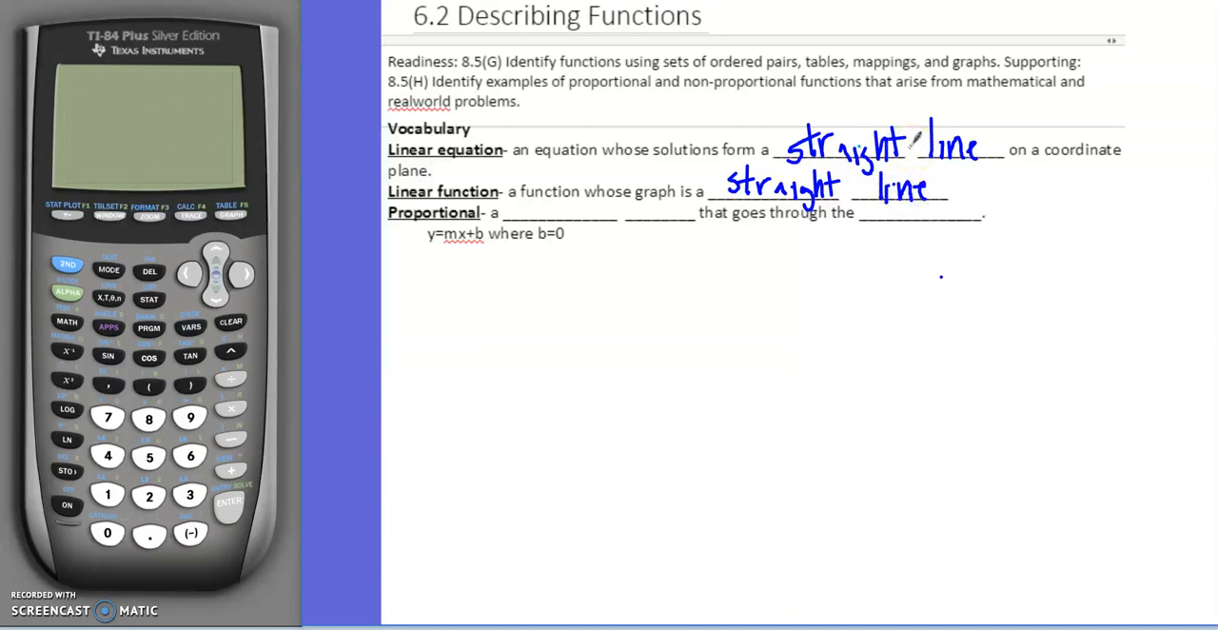Now, a function is proportional if it is also a straight line that goes through the origin. Now remember that the origin is when you have the ordered pair 0, 0. It's where the x and the y-axis intersect. Alright, so let's take a look at example 1.